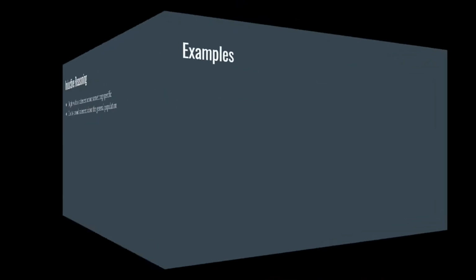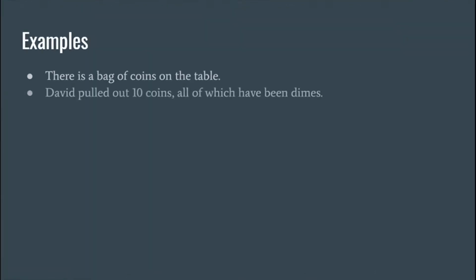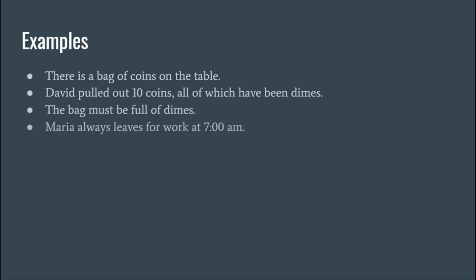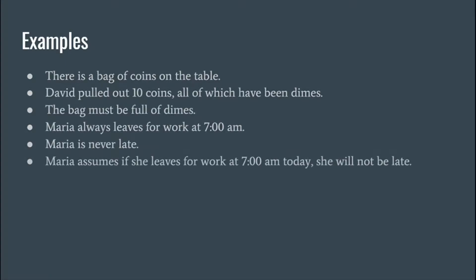Let's take a look. Okay, so there's a bag of coins on the table. David pulls out 10 coins, all of which have been dimes. So the bag must be full of dimes. You see how it's specific here, specific here. So we generalize, right? Because David pulled out coins and all of them have been dimes. So we think, oh, the bag must be full of dimes.